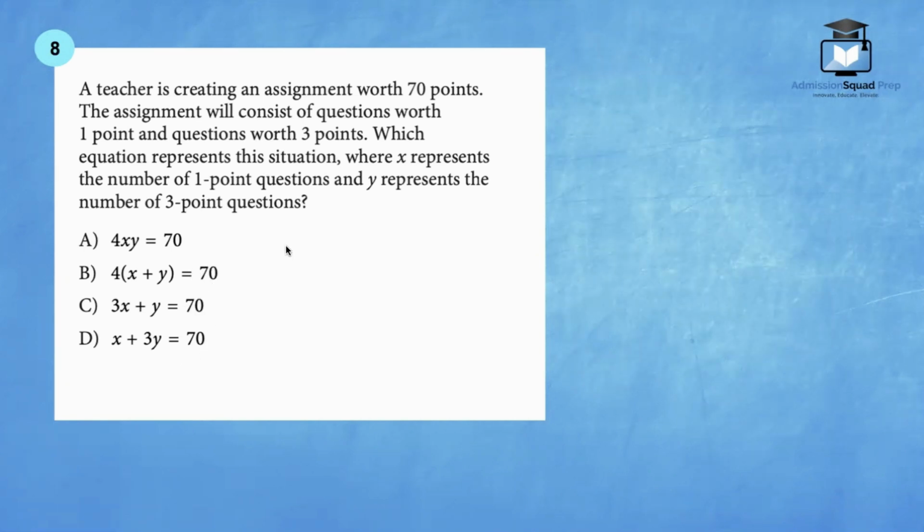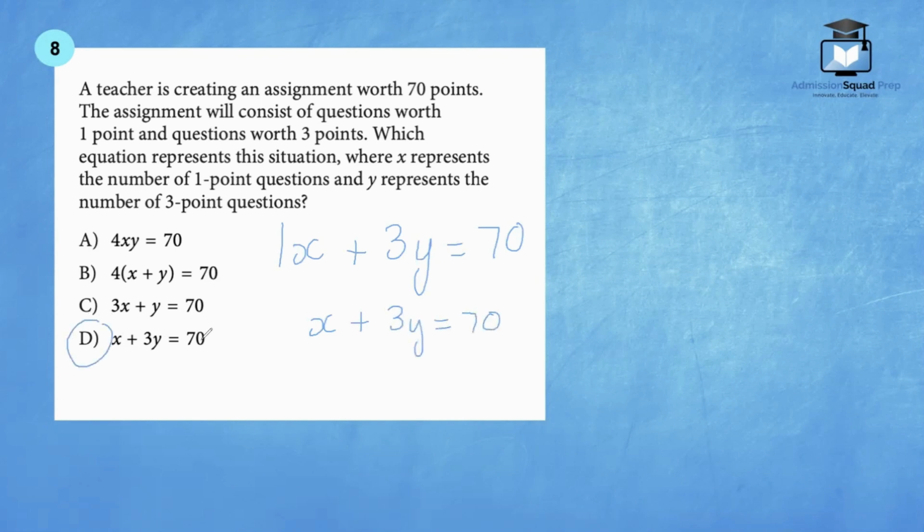Since there are x 1-point questions, we will have 1 times x, and y 3-point questions, we will have 3 times y, and the total number of points will be 70. So 1x plus 3y equals 70, or simply x plus 3y equals 70. So D is the correct answer.